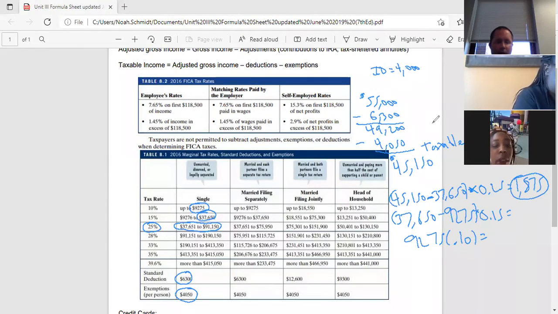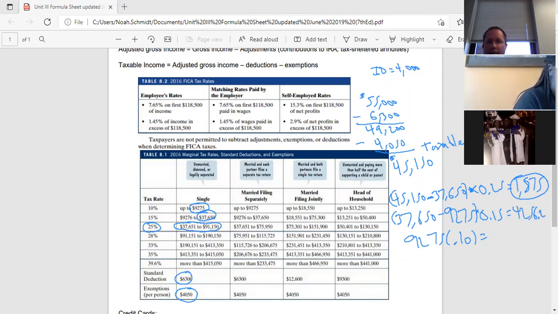37,650 subtract off 9275. And that's going to get multiplied by 0.15, which is 4256.25. That's that total there. And then last is the 9275 times 0.1. And that's going to be 927.5. And so that's that total.